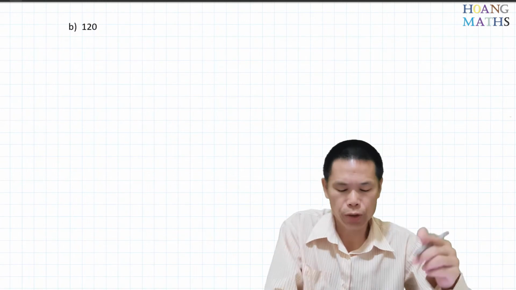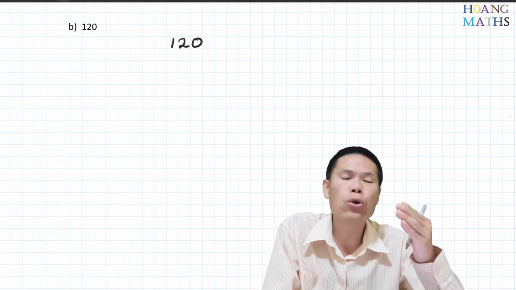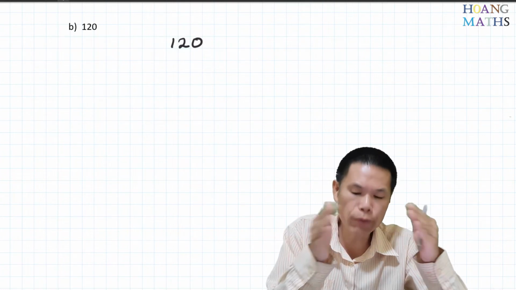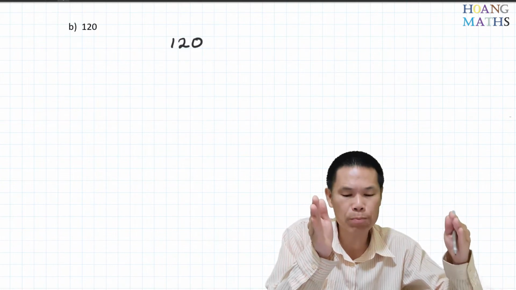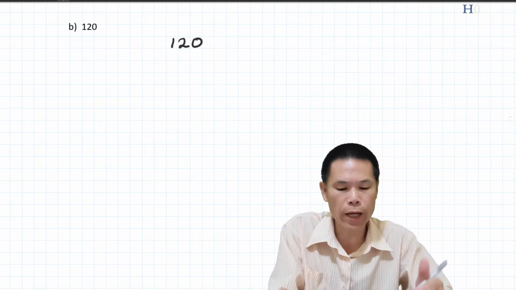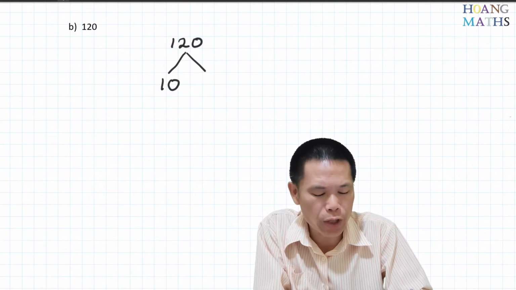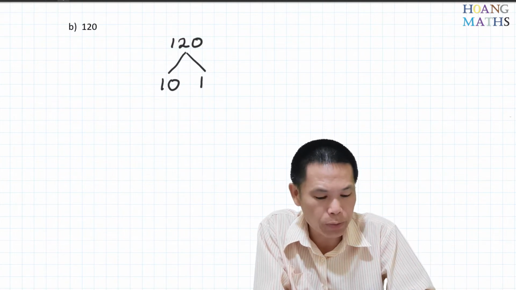Second one. 120. So I just write 120 is equal to 2 times 60 or 10 times 12. If you do 2 times 60, the number will go further to the left. You might run out of space in your book, so I can write 10 times 12. Whichever way you like. If you have space, you can do whichever way. So 10 times 12.